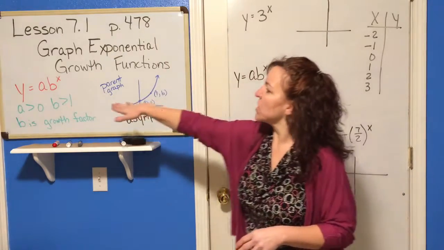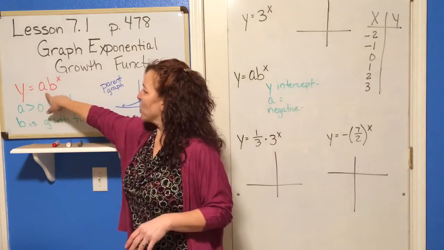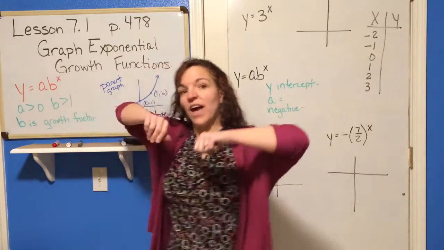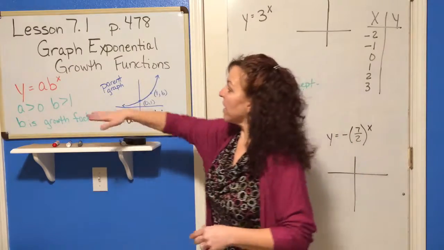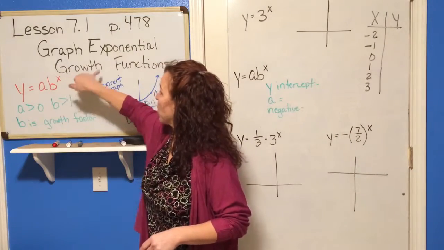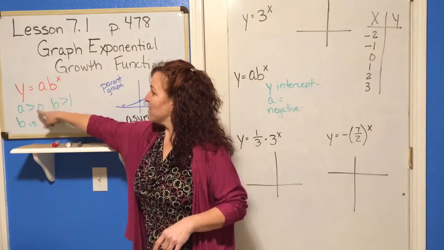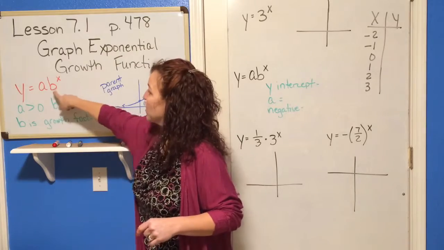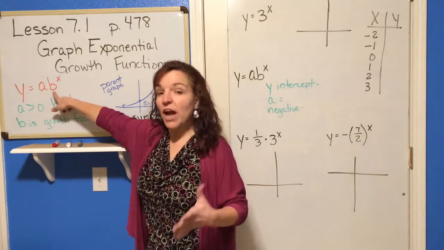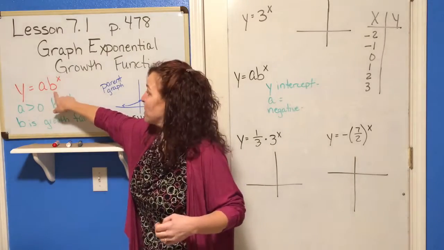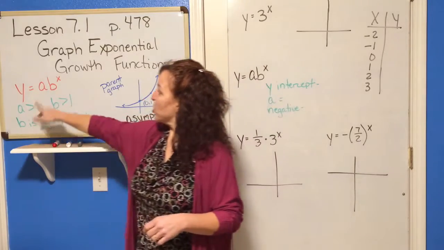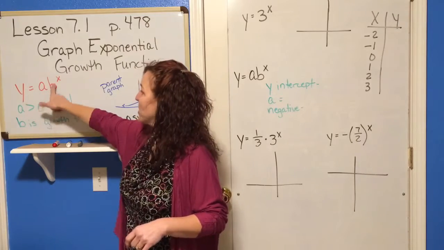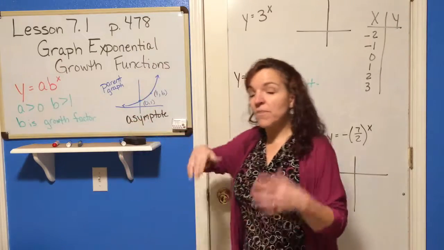Exponential growth functions look like this. So y equals a times b to the x power. So the exponent is our x. And in order for this to be a growth function, the a has to be greater than 0, so no negative numbers there. And the b has to be greater than 1. So it can't be a fraction, it can't be a negative number. This b has to be bigger than 1. And just so that you are aware, b is the growth factor. That's the number that's going to be taken to the exponent.